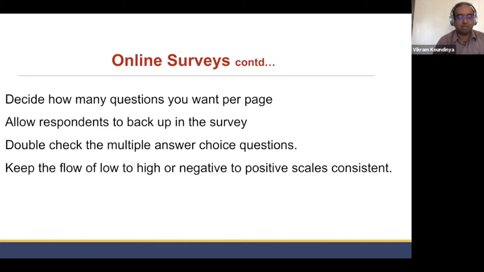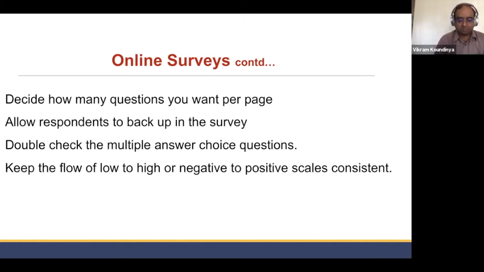Then please don't forget to double check the multiple answer choice questions, because my experience has been that when there is a check all that apply type of question, we may forget to select the setting that allows people to make multiple choices, but we end up sometimes giving only a single choice option.